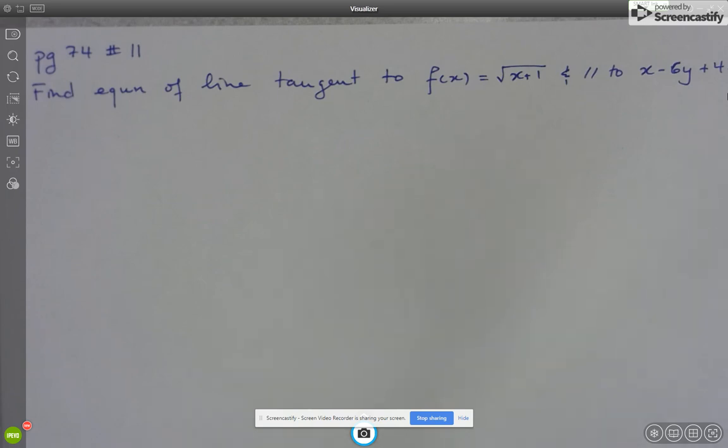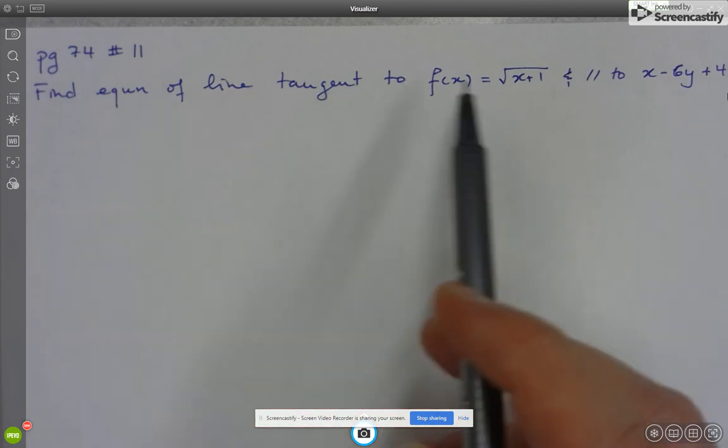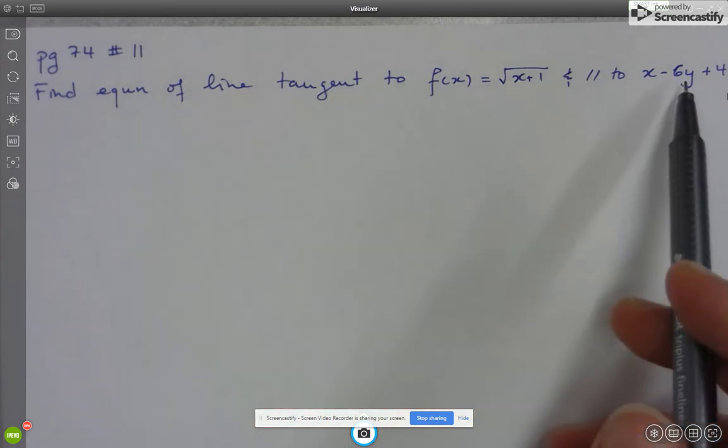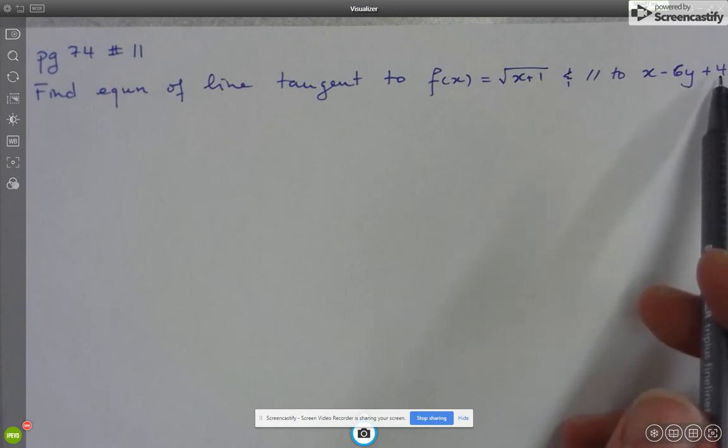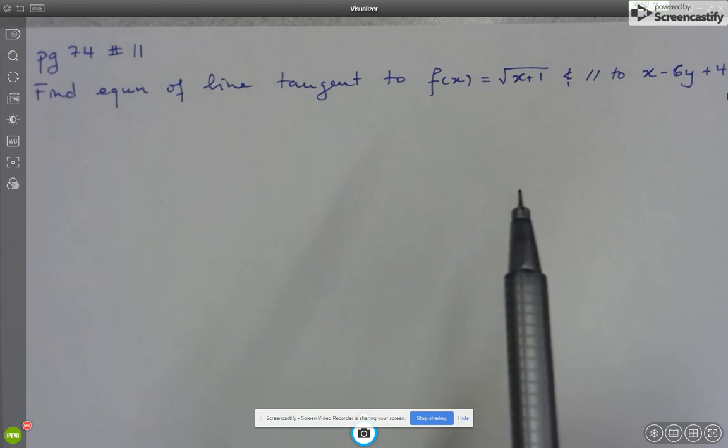Hi folks, we're going to take a look at number 11 from page 74. So what they want us to do here is to find the equation of the line that's tangent to this function and is also parallel to this given line here. Okay, so there's a few things we're going to have to do in this question. So let's see if we can figure out, first of all, what we're looking for.